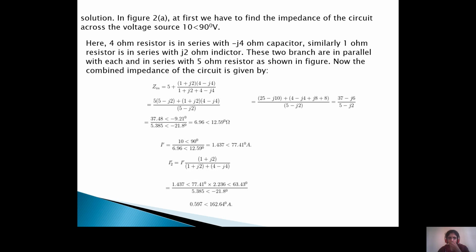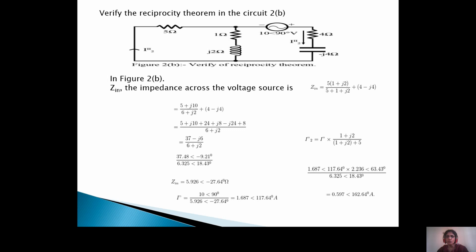What you get is 1.437 at an angle of 77.41 into, you have to convert 1 plus j2, that is 2.236 at an angle of 63.43, by 1 plus 4 is 5, j2 minus j4 is minus j2. When you convert this, we get 5.385 at an angle of minus 21.8. So we get the value 0.597 at an angle of 162.64. So this is when you consider the voltage at the input and find the current at the output. Now for the reciprocity theorem, you have to put the voltage at the output and find the current at the input.